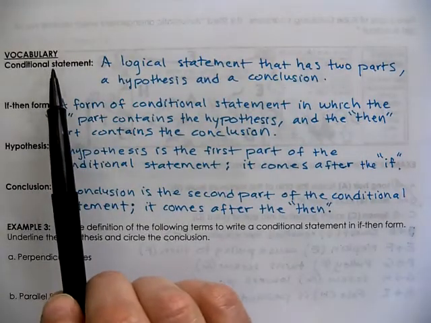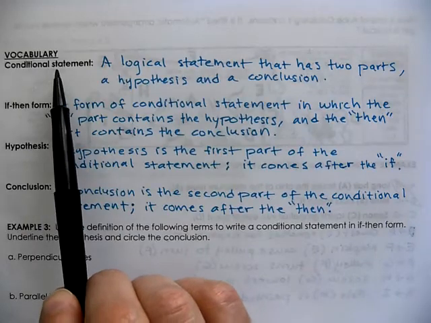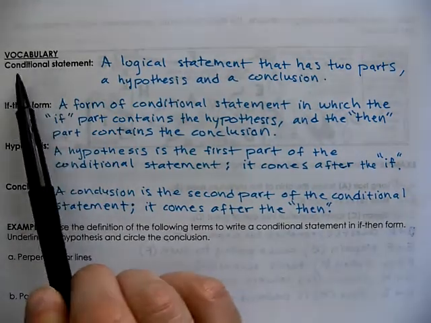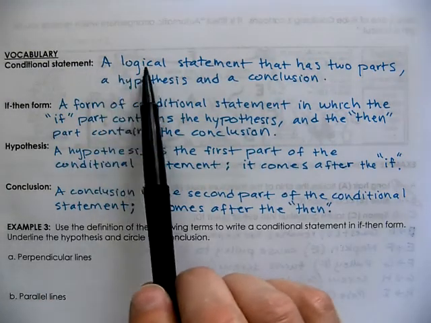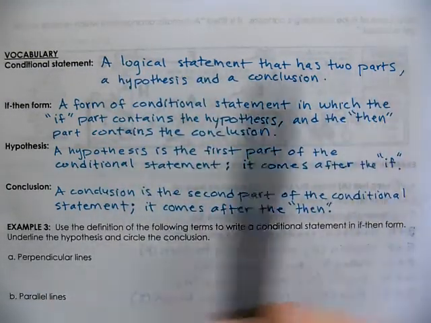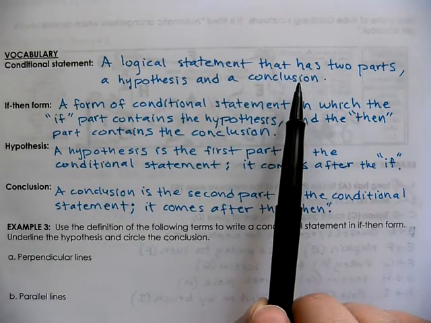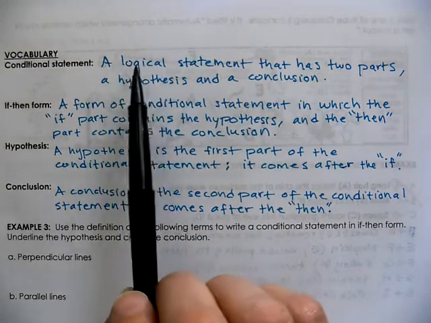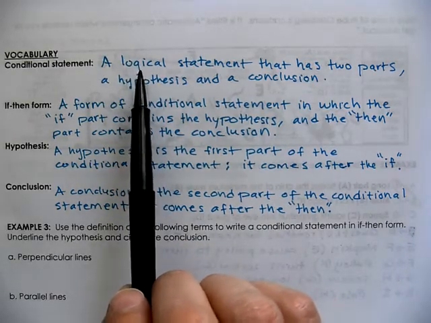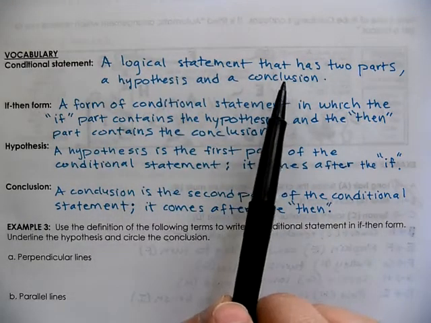So we're talking about statements communicating the ideas that we will be working with in our proofs, and these statements are called conditional statements. So a conditional statement is a logical statement that has two parts, a hypothesis and a conclusion. By saying logical statement, it has to be true. It can't be silly. But it has two parts, a hypothesis and a conclusion.